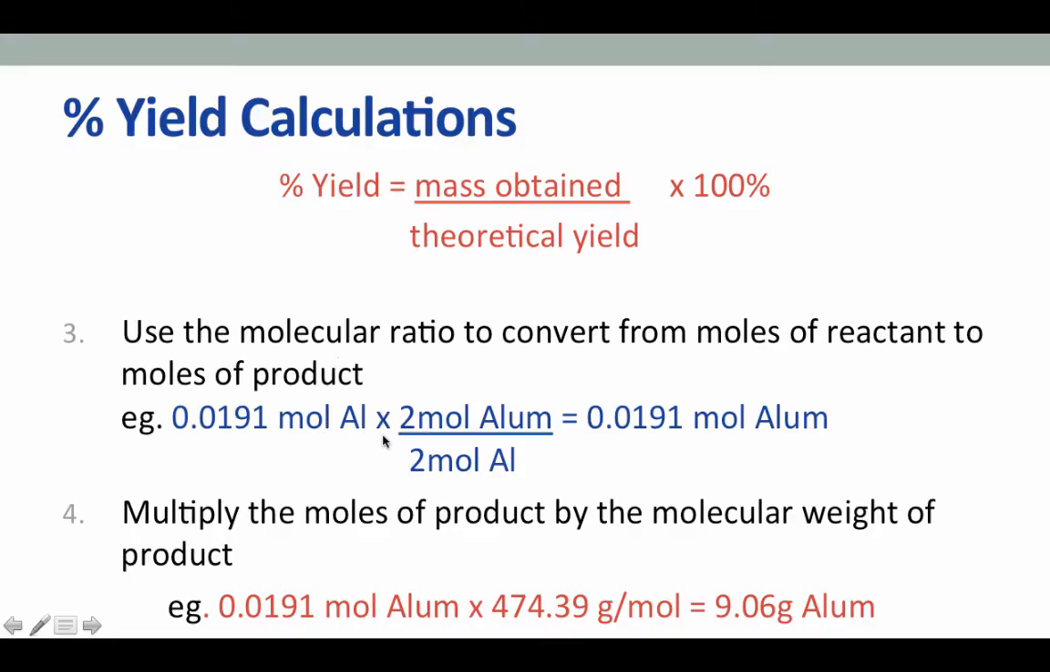So remember, when you are calculating the molecular weight of alum, that it is a hydrate and it contains 12 waters. So the total molecular weight of alum should come out to 474.4-ish. I used 5 sig figs here, so my molecular weight was 474.39 grams per mole. So multiplying this molecular weight by my 0.0191 moles gives me a theoretical yield of 9.06 grams alum.